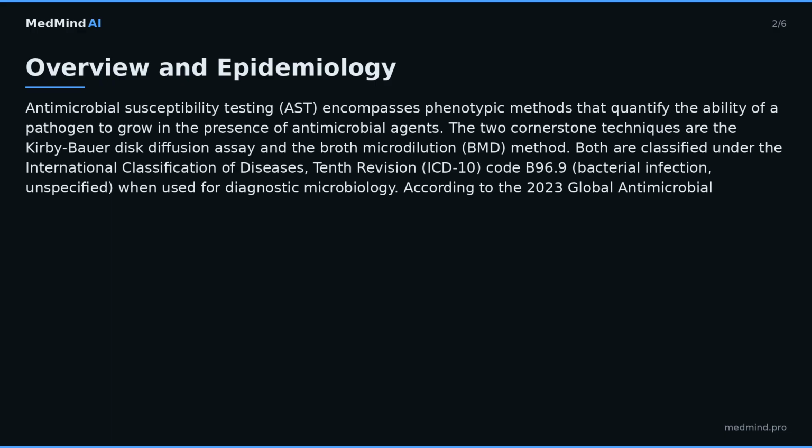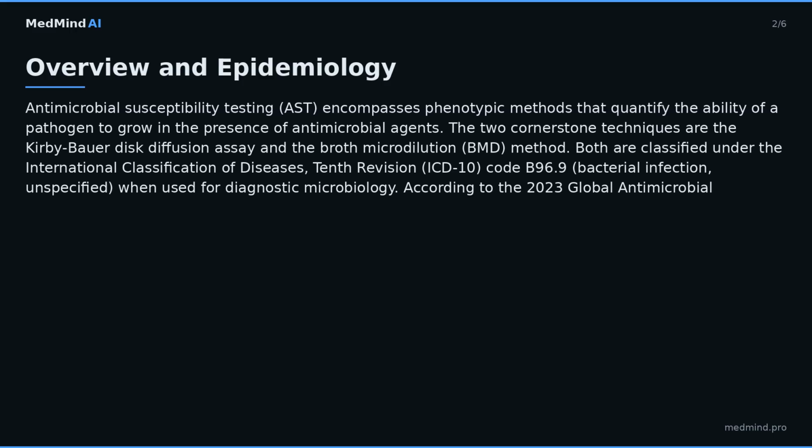According to the 2023 Global Antimicrobial Resistance Surveillance System (GLASS) report, 4.95 million infections attributable to resistant organisms occurred worldwide, representing a 12% increase from 2019. In the United States, the CDC estimates 2.8 million infections and 35,900 deaths annually, with a direct healthcare cost of $20 billion, 2022 CDC data.